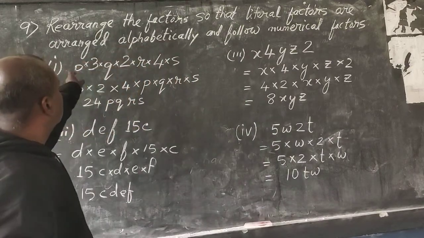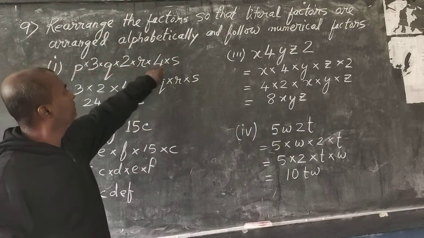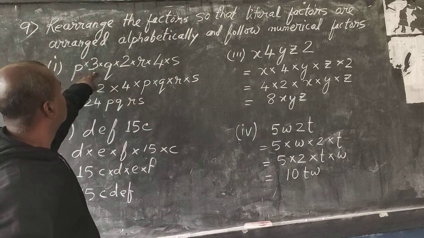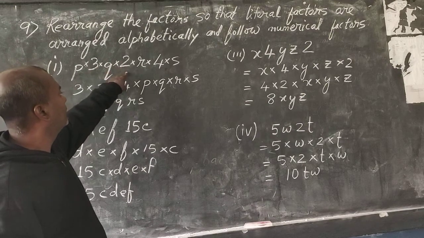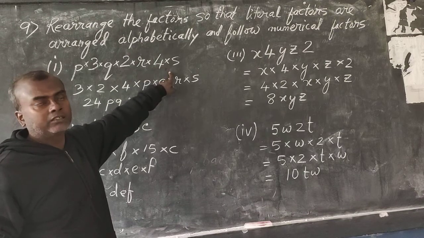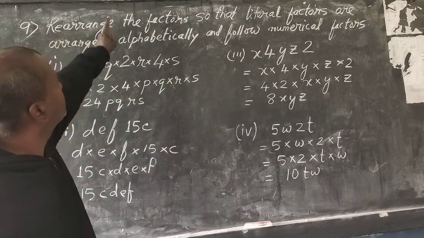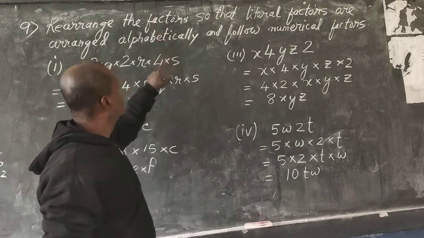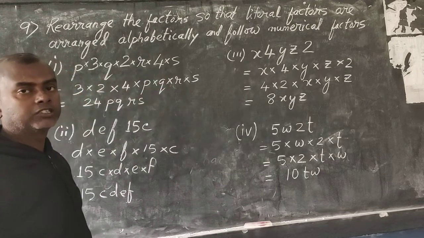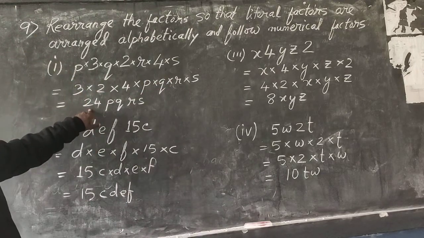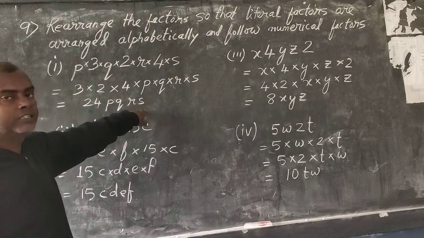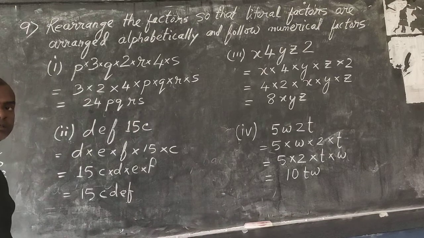And by the way, each of these terms in the given expression are known as factors. P is a factor, 3 is a factor, Q is a factor, 2 is a factor, R is a factor, 4 is a factor, S is a factor. That's why the question says, rearrange the factors. Each of these terms are factors of the whole expression. Like here, 24 is a factor, P is a factor, Q is a factor, R is a factor, S is a factor. Alright, I hope you have understood.